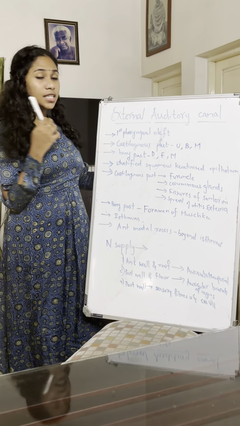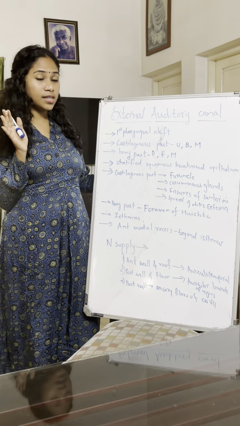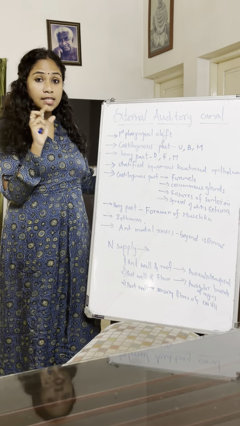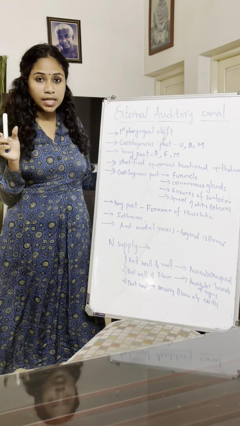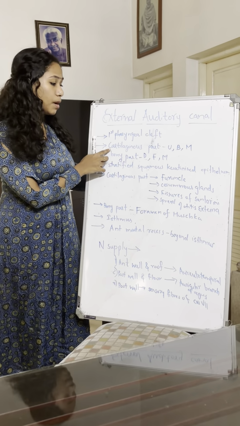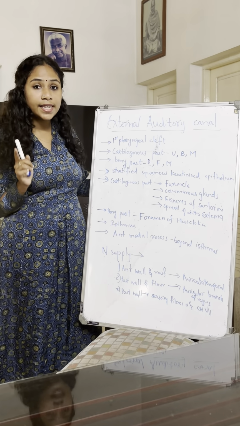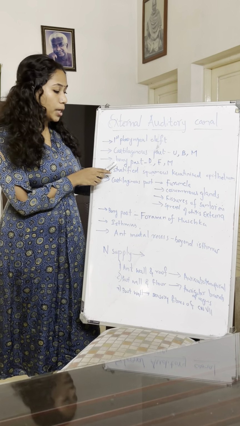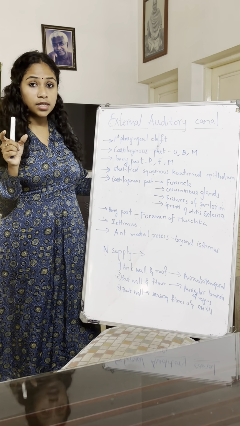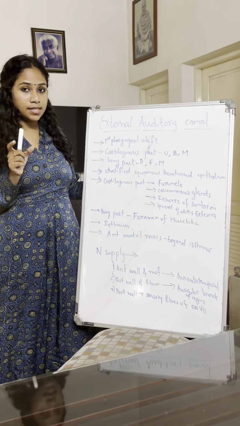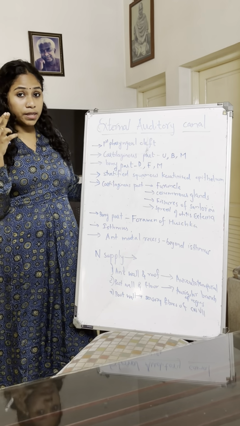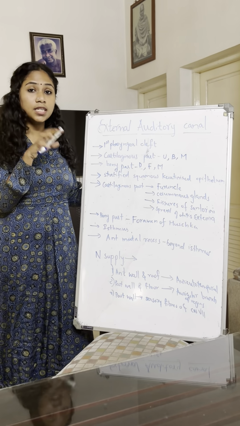Then it has mainly two parts: one is the cartilaginous part and the other is the bony part. The external auditory canal is totally 24 millimeters in length, and the cartilaginous part is only 1/3, that is 8 millimeters, that too in the lateral half. And the bony part is the medial 2/3, that is 16 millimeters in length. So the cartilaginous part is present near the pinna and the bony part is present near the tympanic membrane.